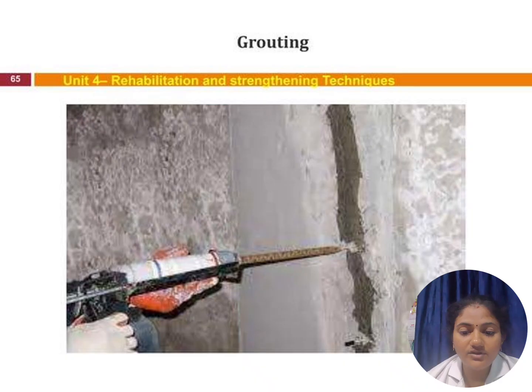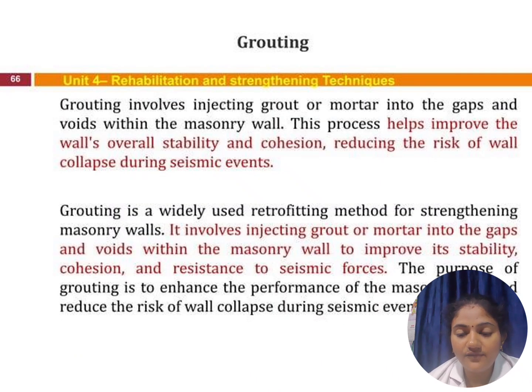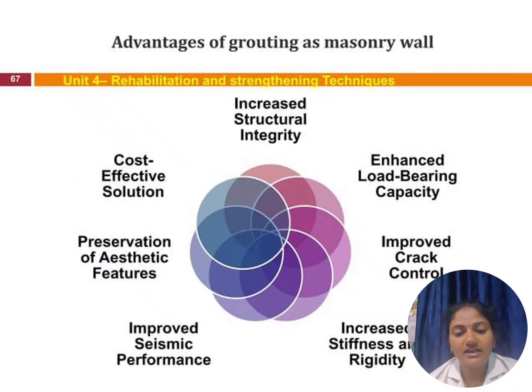And here we come to grouting, where we inject the grouting material to attain strength in a good manner. Grouting involves injecting the mortar into the gaps where we can find voids. And by using this, we can improve the stability, cohesion, and resistance to the seismic force. And by using grouting, we can enhance the performance of masonry and reduce wall collapse during seismic activity. And it provides the advantage of being cost effective, improved crack control is achieved, and increased stiffness and rigidity is achieved here.